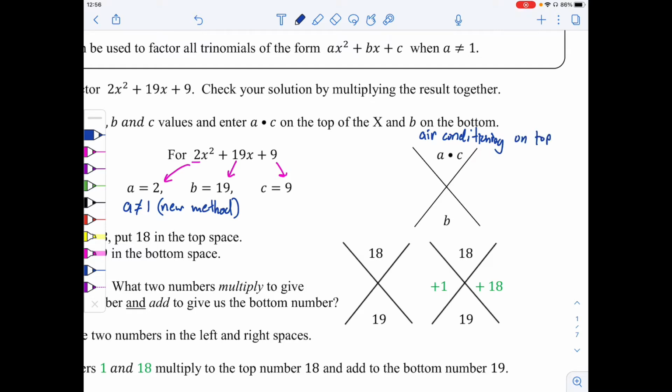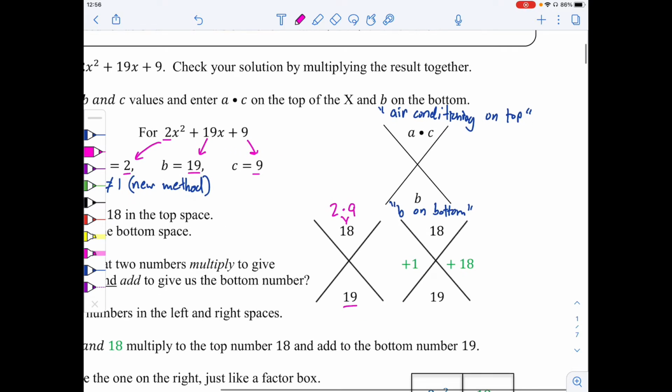AC on top, b on bottom. Okay, have to remember that. So AC on top, b on bottom, same method. And for this one, remember we have 2 and 9 as our a and c. So 2 times 9 will give us that 18. That's how they got 18 on the top, and b on the bottom, still b. So that's 19.